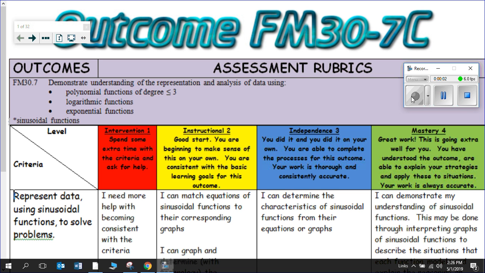Hello everybody and welcome to Outcome 30.7c, which is all about, in this lesson and outcome, sinusoidal functions. So in 7a we did polynomials, 7b we did logs and exponents, in 7c we are now on something called sinusoidals.